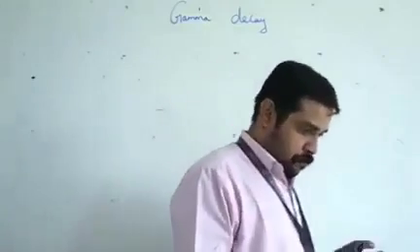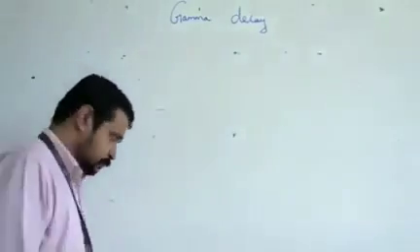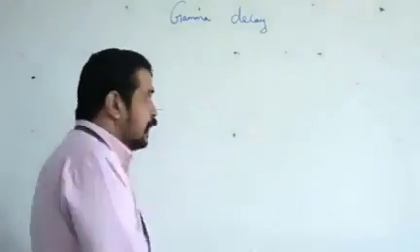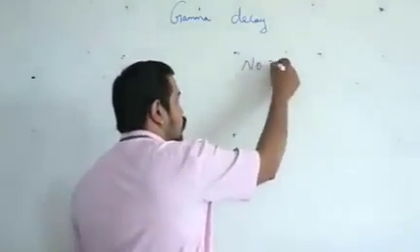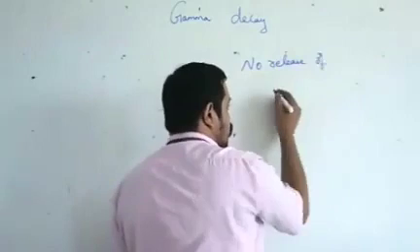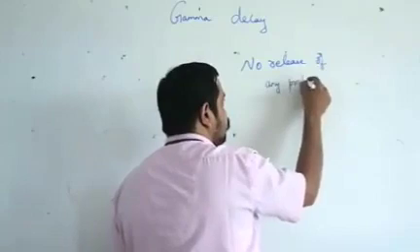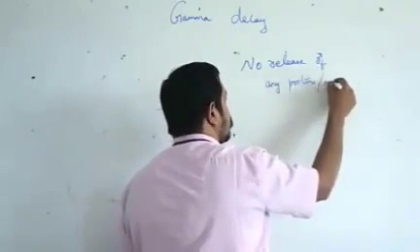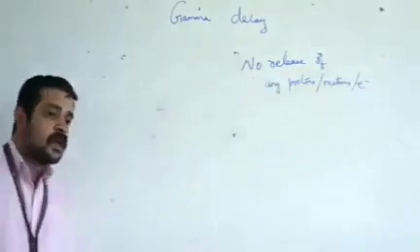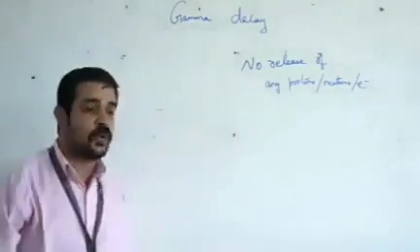Gamma decay is different from alpha and beta because here in gamma decay there is no release of any protons, neutrons or electrons. So in gamma decay there is no release of any protons, neutrons or electrons.